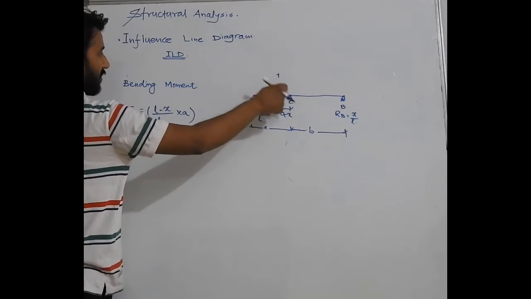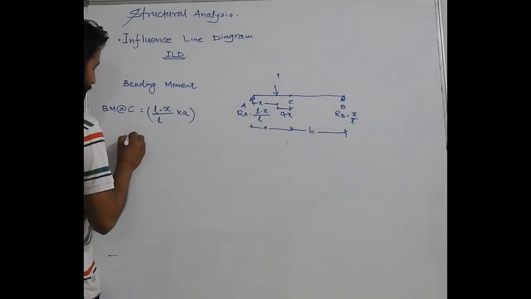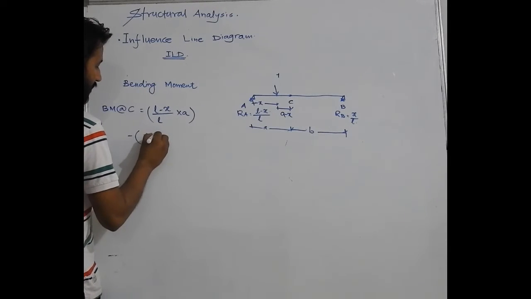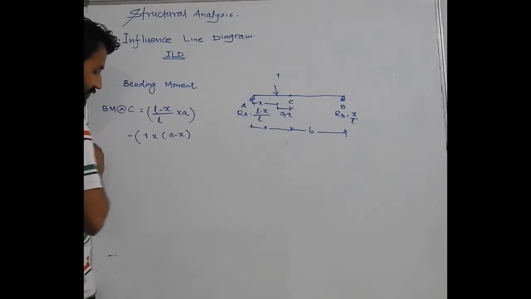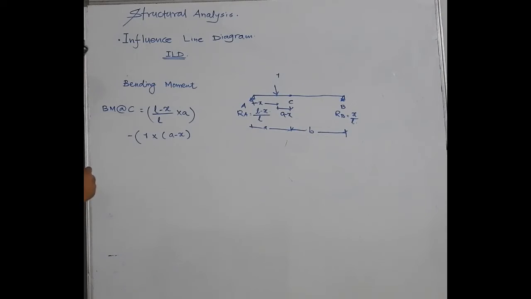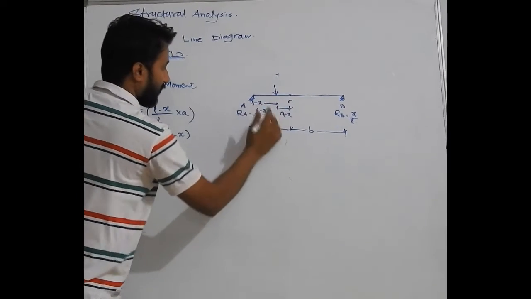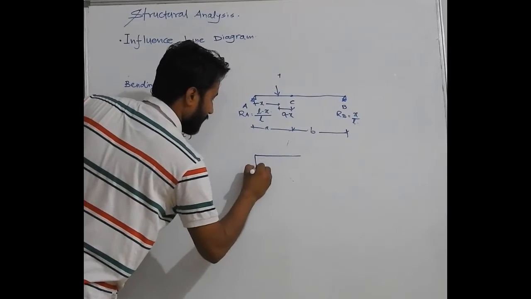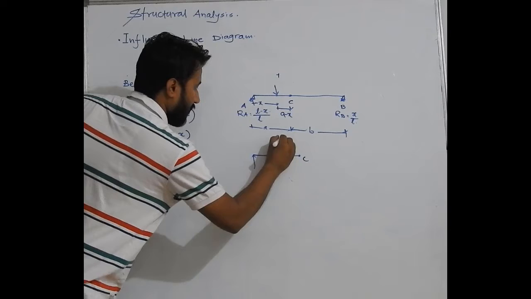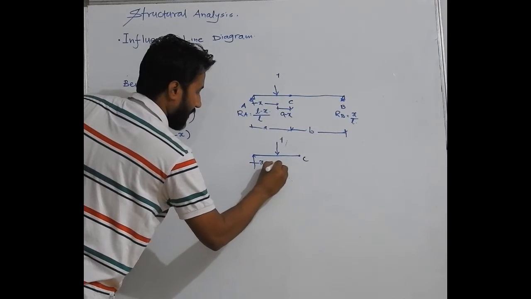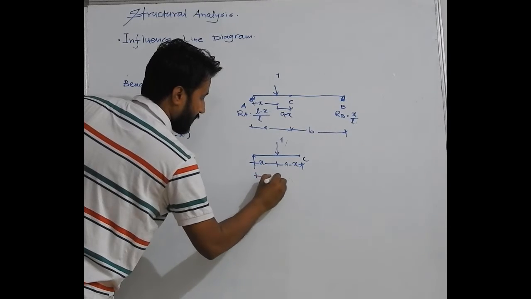Now this one is rotating in anti-clockwise direction about C, so this will be minus 1 into the remaining distance, which is A minus X. Okay, now we will expand this equation. For the sake of easy calculation, I am drawing only this portion, the C portion. This is 1 kilonewton, this is X, this is A minus X, and this is A.